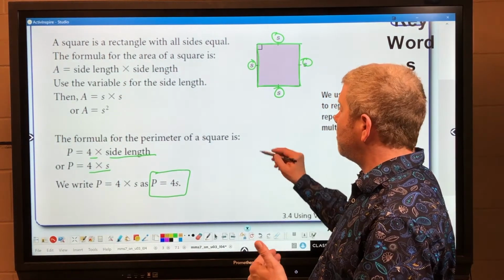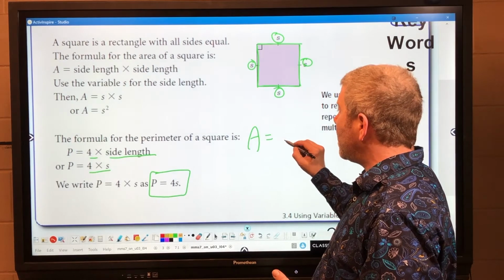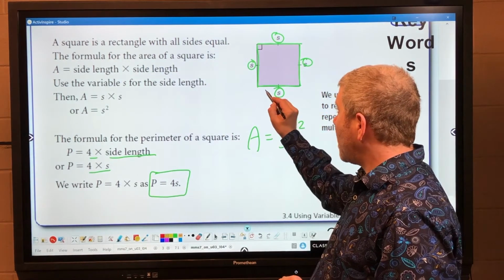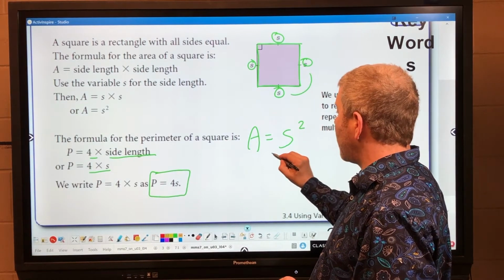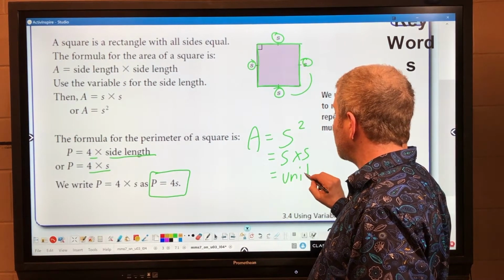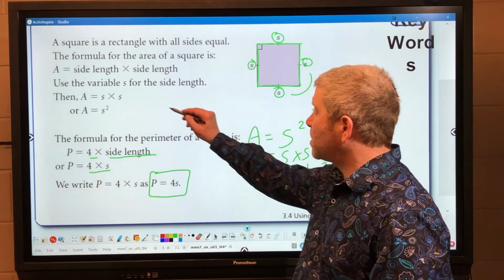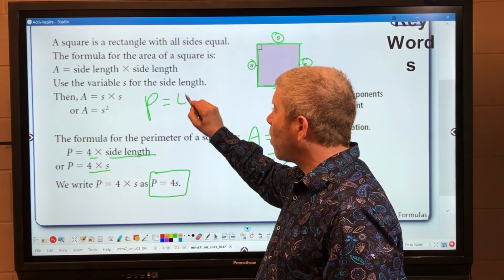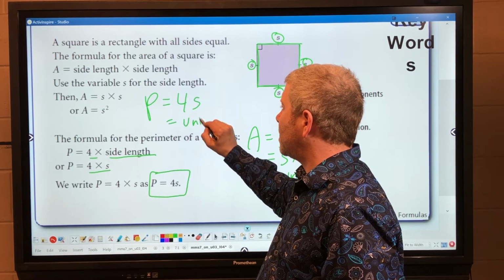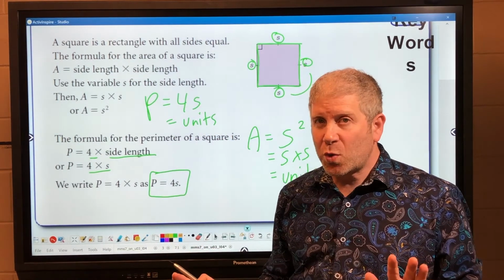So as a review, for a square, area equals side squared. That means one side multiplied by the other side. So side times side, and that will be in units squared. Whereas perimeter equals 4 times your side length, and that's going to be in units. Not square units at all.